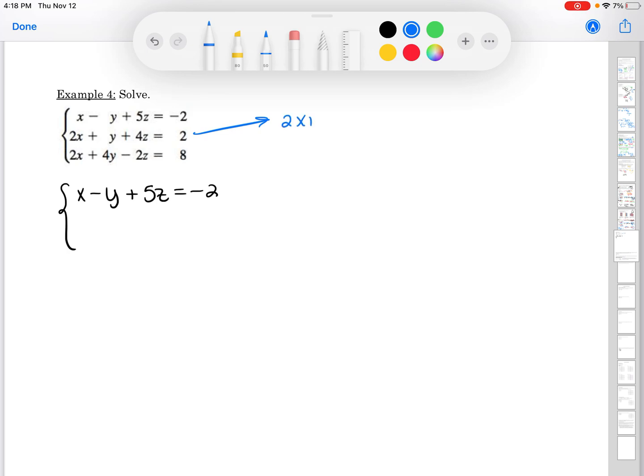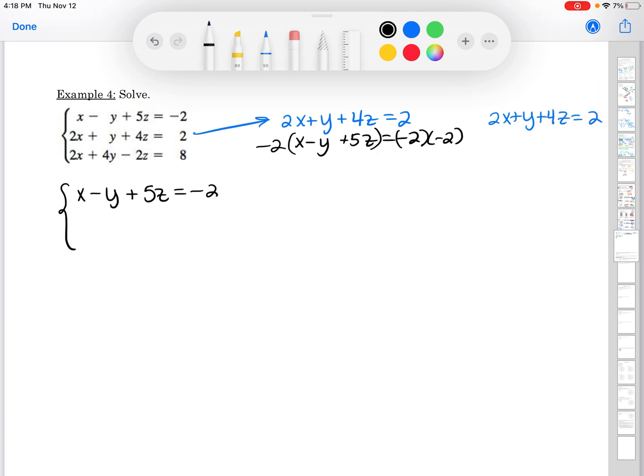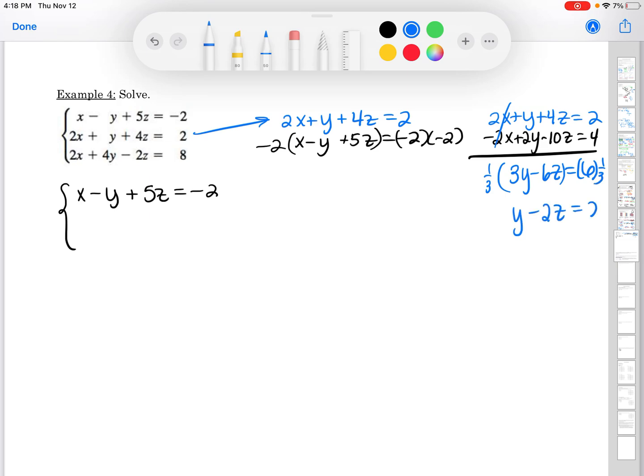All right, so we'll take equation number 2, and we want to get rid of the x's. So if we're going to get rid of the x's, we'll take equation number 1. We're going to multiply equation number 1 by negative 2. So that's going to give us the blue equation. And then when I distribute the negative 2, that's negative 2x plus 2y minus 10z is equal to 4. And we'll add those down. So the x's cancel. That's 3y minus 6z is equal to 6. And I can multiply by a third just to simplify this a little. So that's going to give me y minus 2z is equal to 2.